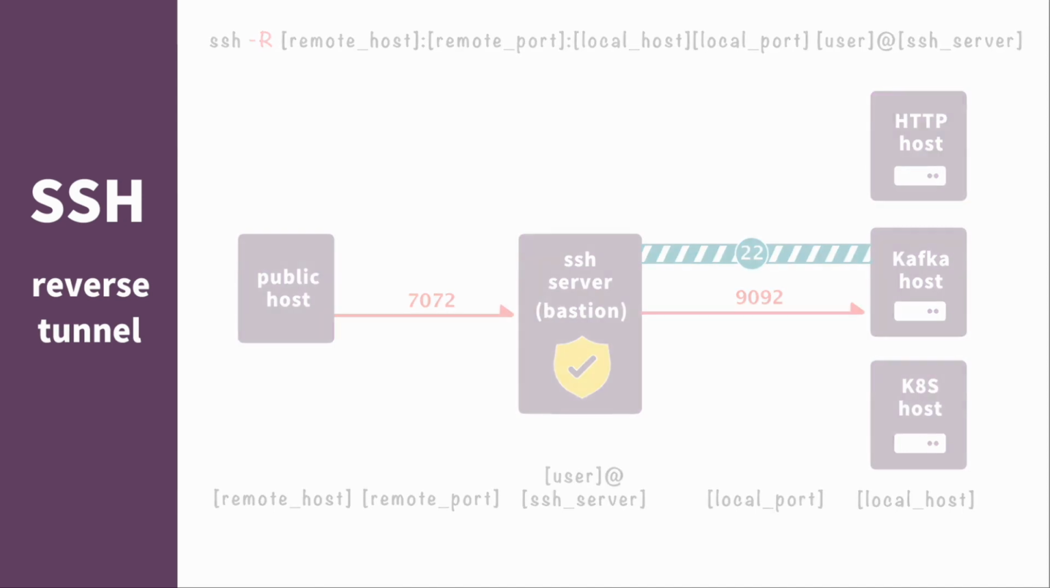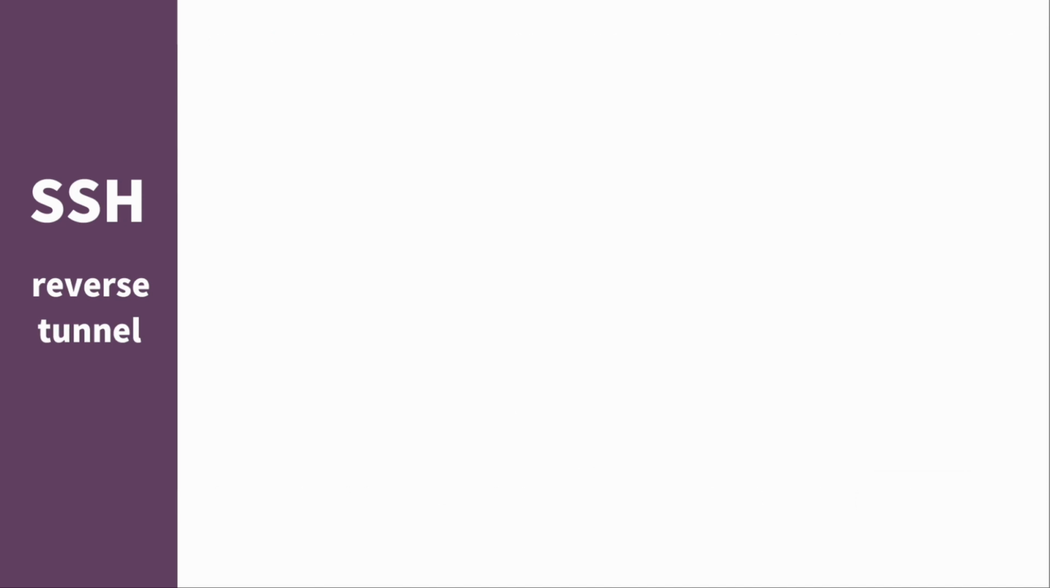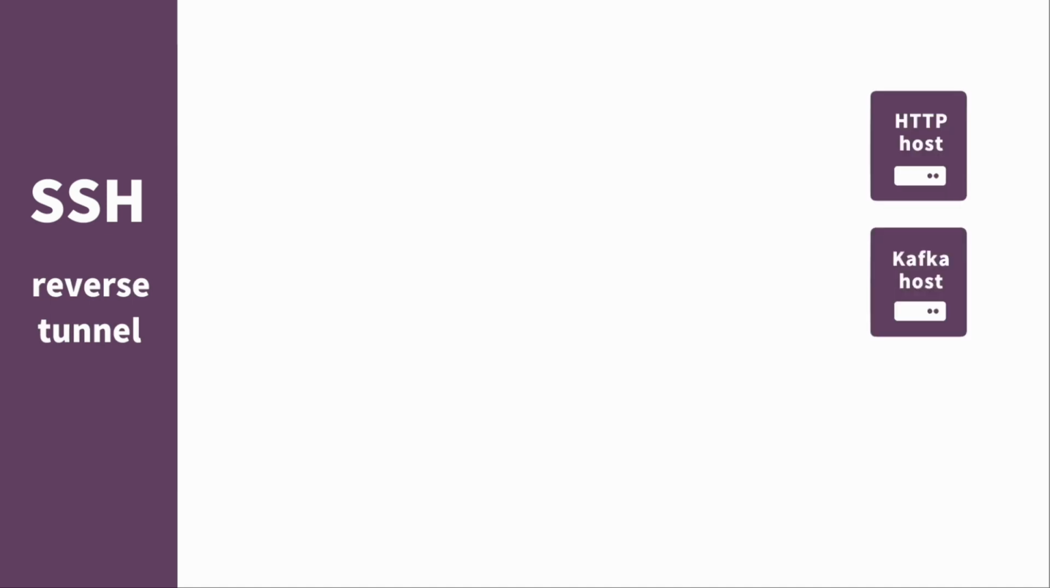Let's get started. Imagine your backend infrastructure has multiple hosts, such as an HTTP host, a Kafka host, and a Kubernetes host. But now there's a problem. You want to open up the Kafka host to the internet, to the public, but you don't really want to open a public port directly in your Kafka host. In order to achieve this without sacrificing the security of your Kafka host, we can leverage SSH reverse tunneling. So let's see how it could be done.